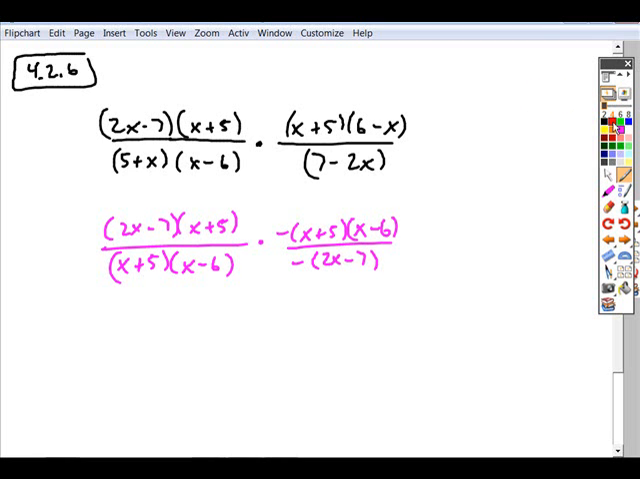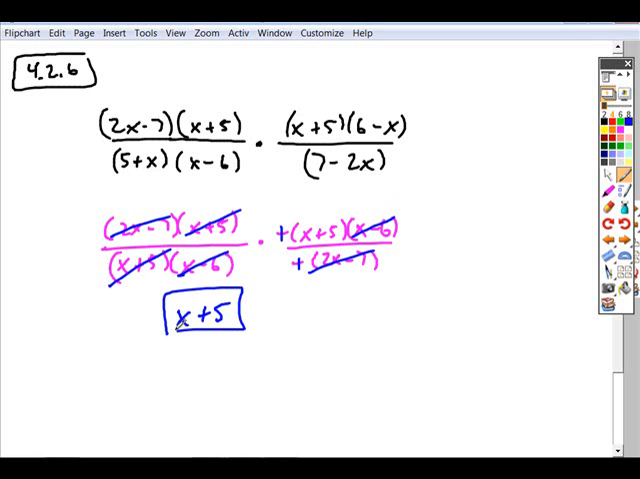Okay, so what I've been able to do here is now it's in that completely factored form, and you can look to cancel any common factors. So the 2x minus 7s can cancel here. The x plus 5 cancels here. The x minus 6 cancels here. And then the negatives cancel here. So I'm left with just along the numerator an x plus 5, nothing in the denominator, so that's my simplified form.